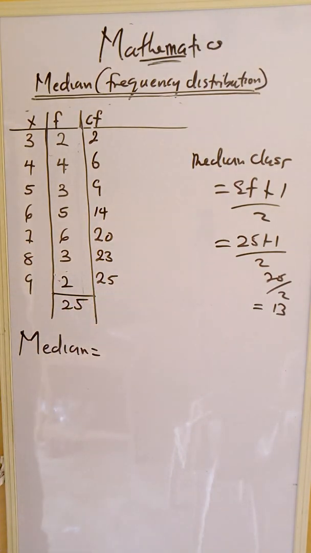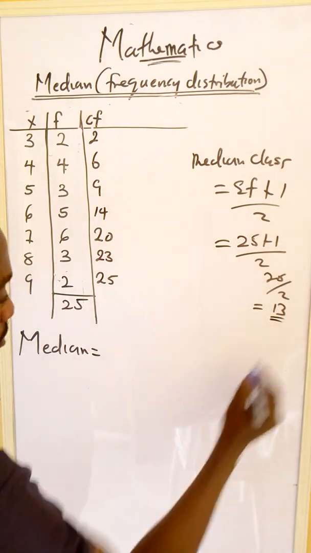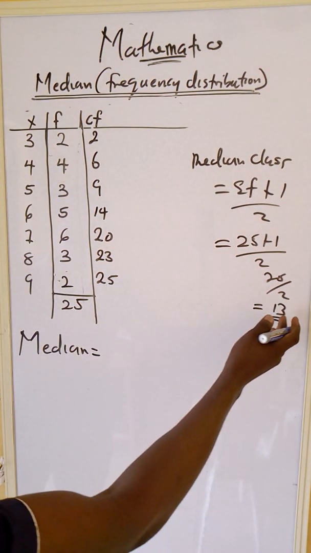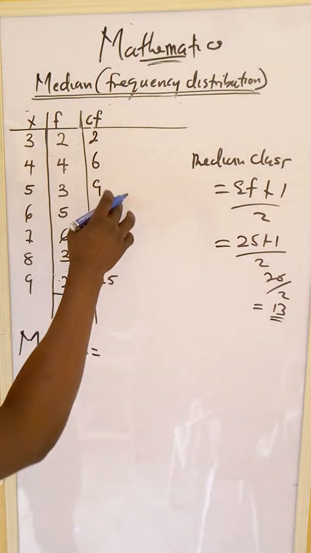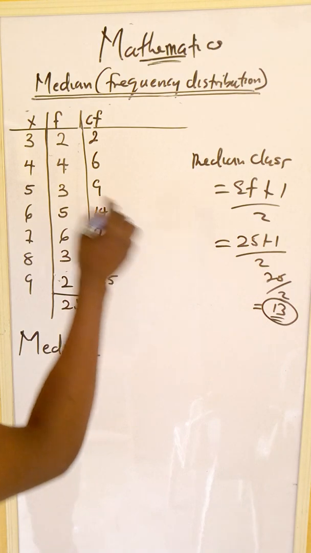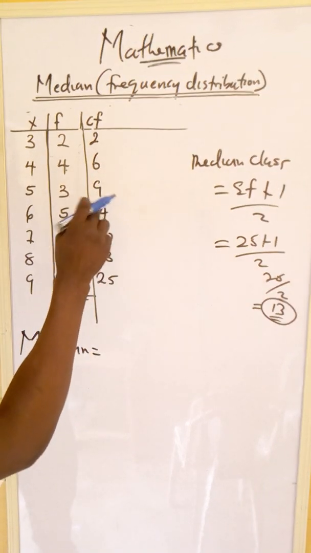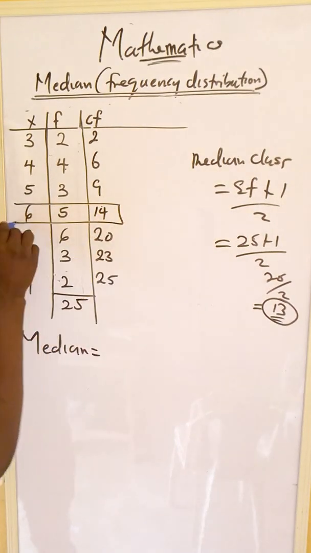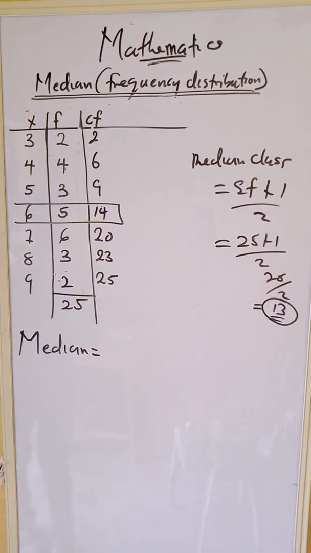So now, for the median class, we can calculate it for 13. We go back to our table where 13 falls in. We cannot see 13 here. The first number that 13 falls in is 14. That means this is our median class.